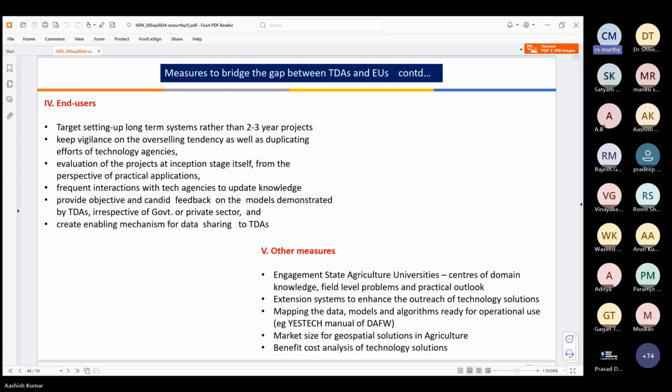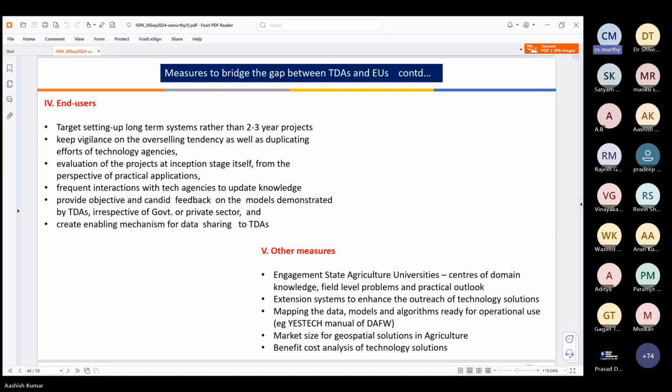So with respect to end users, I think we are currently working in the mode of generating some short-term projects. Some ministry has given a project to some agency, a 2-year or 3-year project. After 3 years, everybody will forget. I think we need to create long-term systems rather than short-term projects. Sustainable projects, and then it's a long-term system. We are creating a system.